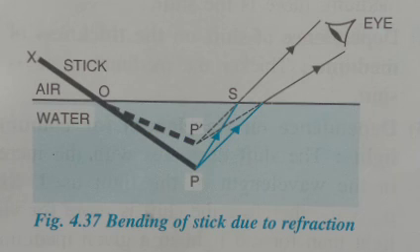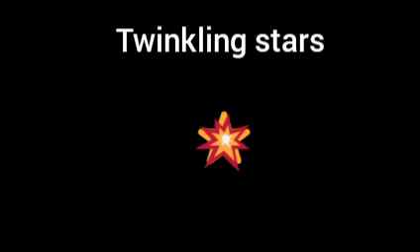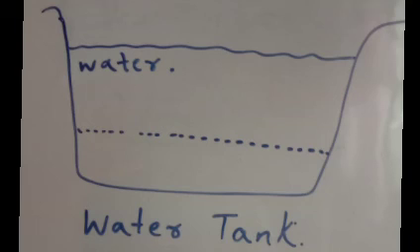Similarly, other consequences you can see here: number 1, stars appearing to twinkle in the sky due to the changing refractive index of air with temperature. And number 2, a water tank appears shallower than its actual depth. Similarly, there are many consequences you can see in your textbook.